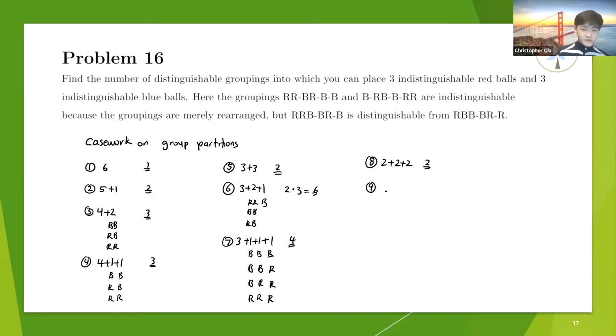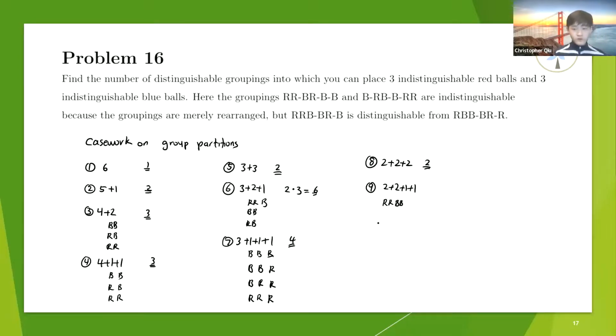And then next case, we could have 2 plus 2 plus 1 plus 1. In this case, we can choose what the 2 groups with 2 balls are first, and then the last 2 groups, each with 1 ball, are fixed, given what we choose on the first 2 groups. So we can list out all possibilities here.